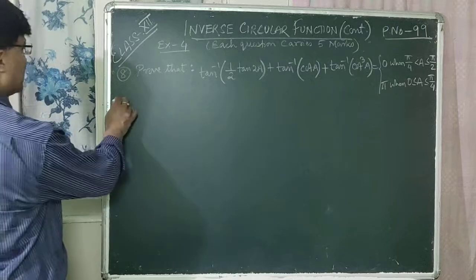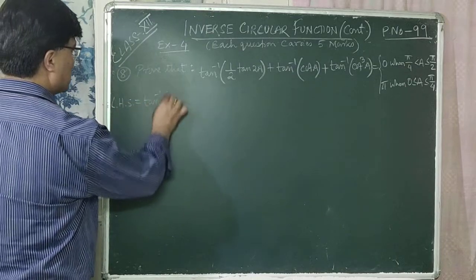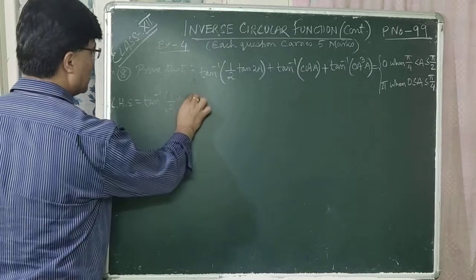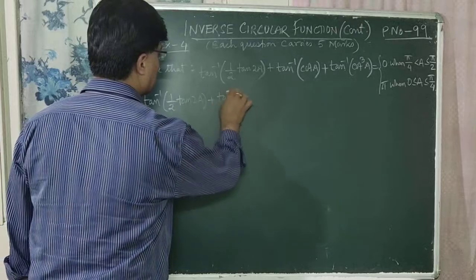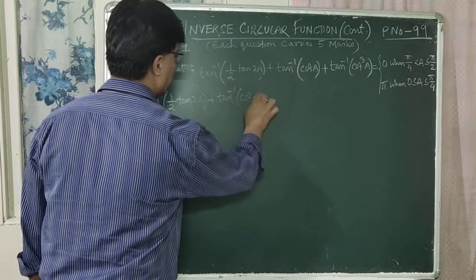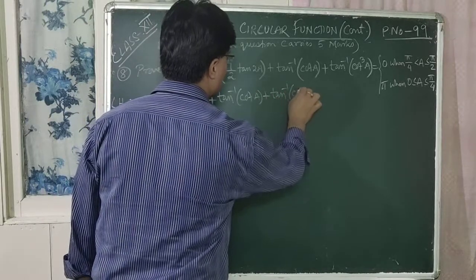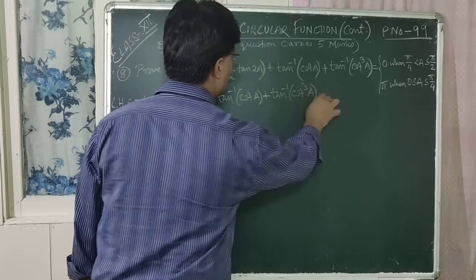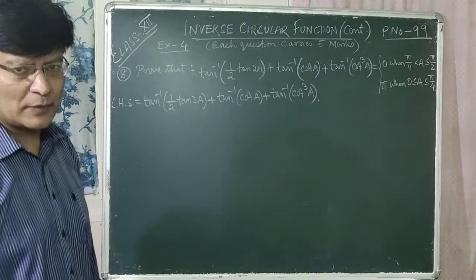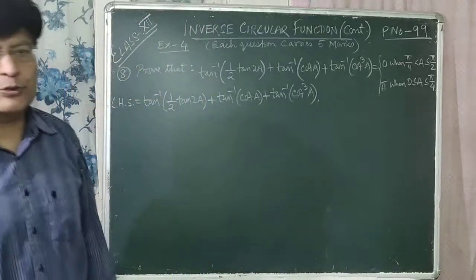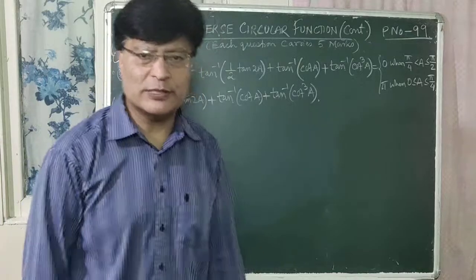So let us write down the left hand side. So left hand side is equal to tan inverse half tan 2a plus tan inverse cot a plus tan inverse cot cube a. Tan inverse cot cube a, right? So let us simplify the second and third term. So it will be easier for you to simplify the second and the third term, because in this case you can use tan inverse x plus tan inverse y.